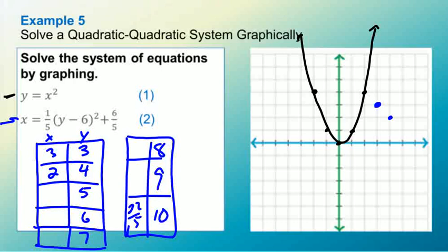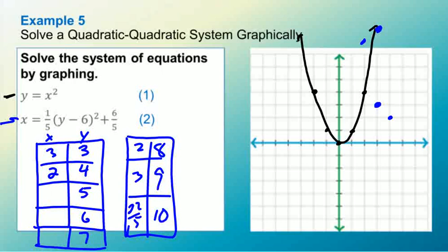9 minus 6 is 3. 3 squared is 9. Divided by 5 is 9/5 plus 6/5 gives us 3. So we have 3, 9. So I can go to 3 up to 9. 1, 2, 3, 4, 5, 6, 7, 8, 9. 9 would be way up here. If we did 8, 8 minus 6 is 2. 2 squared is 4. So we have 4/5 plus 6/5 gives us 2. We have 2, 8. That'd be roughly here.